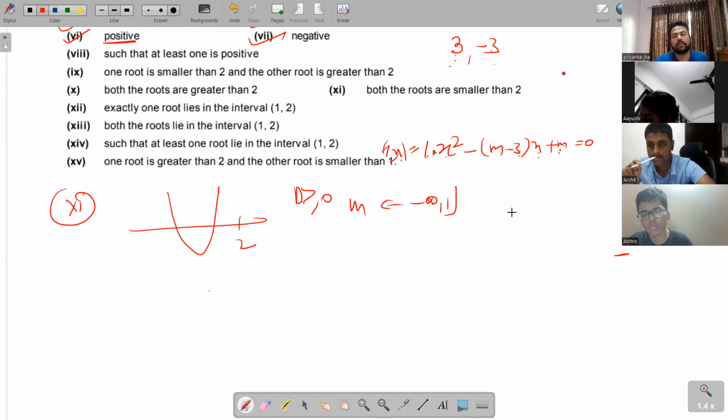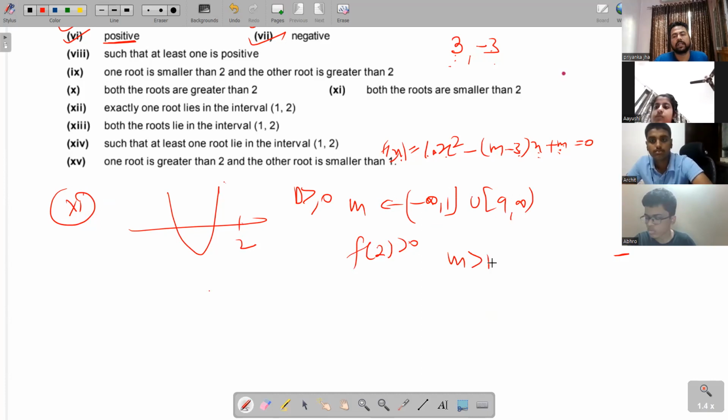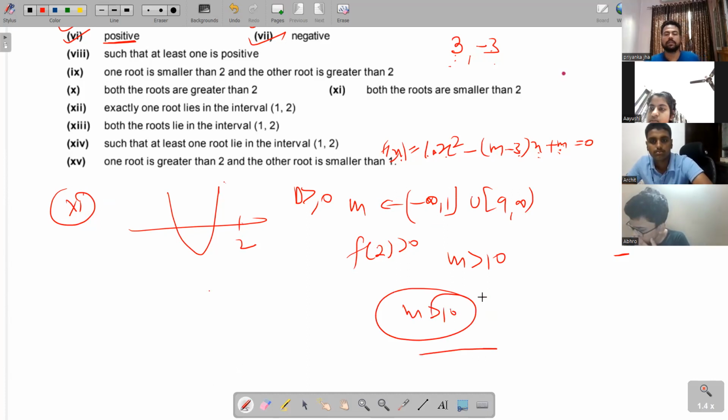1 and then 9 to infinity, and f2 will be positive, so m will be greater than 10. So if you take common, you will get m is greater than 10. This is your answer.